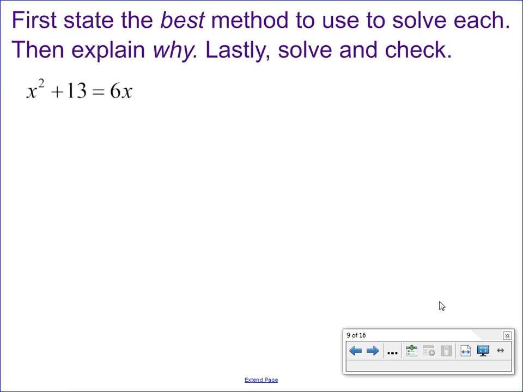All right, which method should we try here? Well, it looks like we've got an x squared and an x in the same problem. So before I can tell, it's helpful to rearrange. So I'm gonna go ahead and subtract that over and rewrite in standard form so that I can decide the most appropriate method.